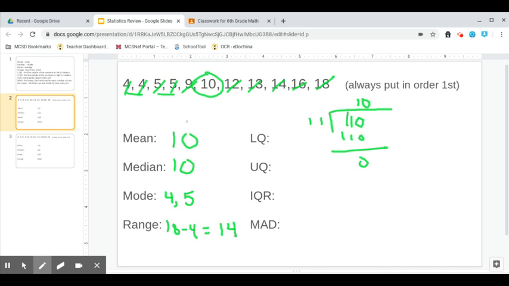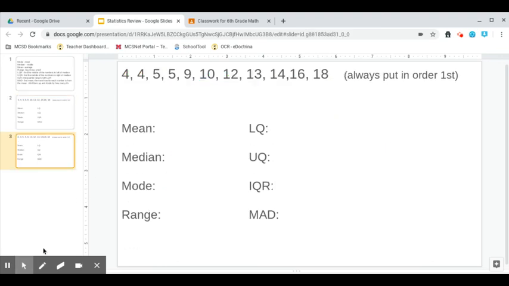Now, to save room, I'm going to move these numbers over to the other side, and we're going to continue with finding these. Okay, let's go over here. So this was 10, this was 10, this was 4, this was 5, and this was 14. Okay. And this was the median. We're going to need to know that.